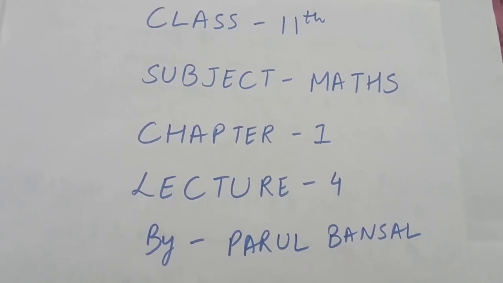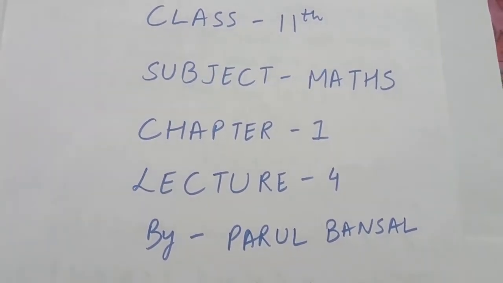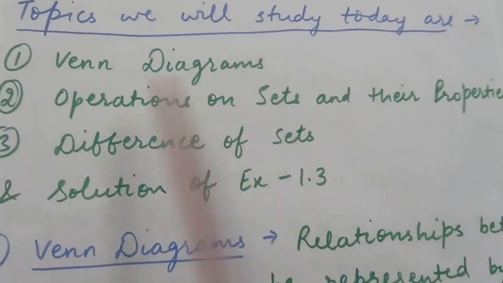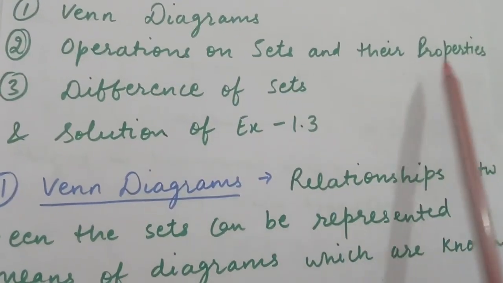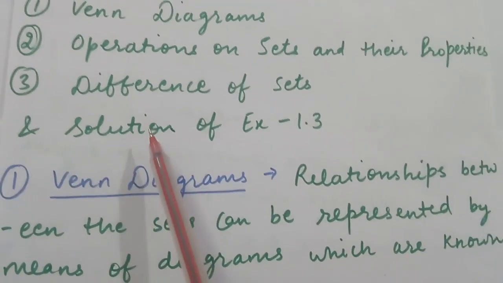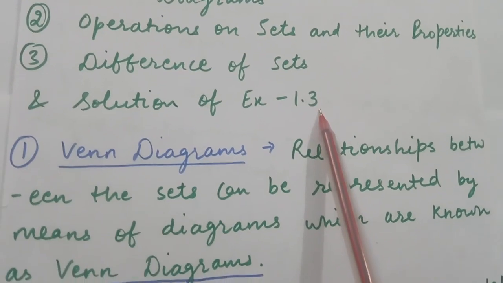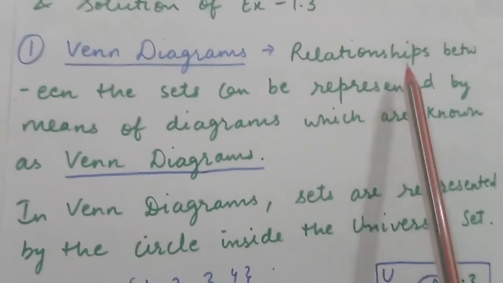Morning students, this is class 11th maths lecture 4 of chapter 1, Sets. Topics we will study today are Venn diagrams, operations on sets and their properties, difference of sets, and in the last, the solution of exercise 1.3, which I gave you as homework in the previous lecture. So first is Venn diagram.